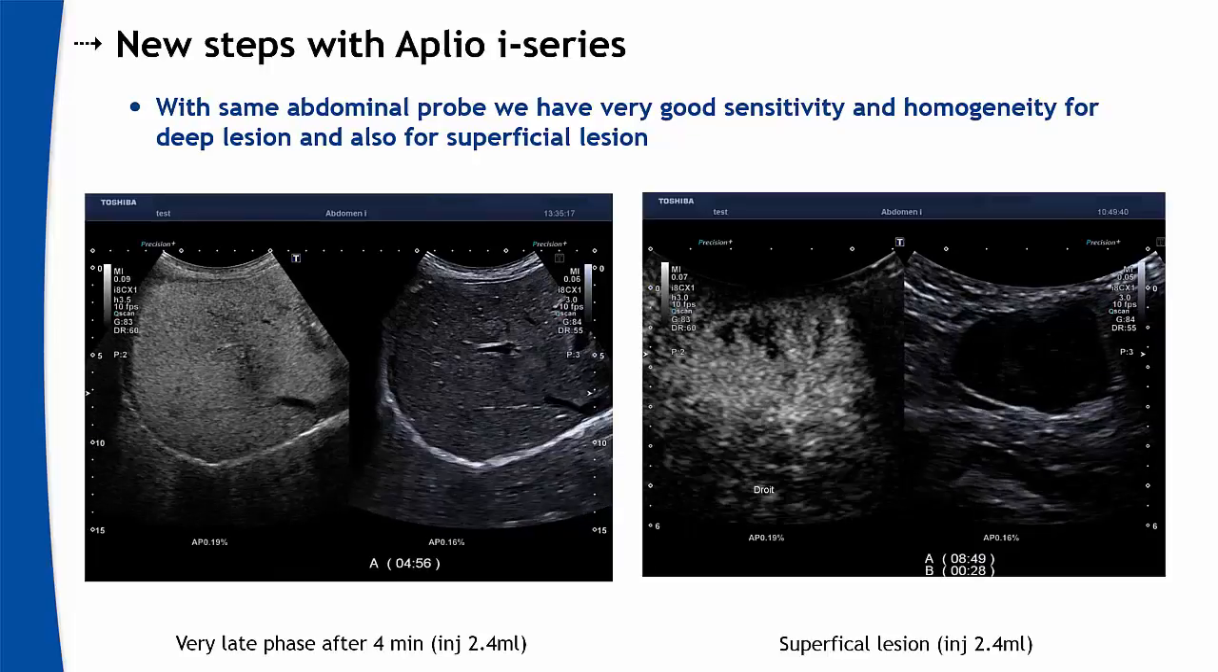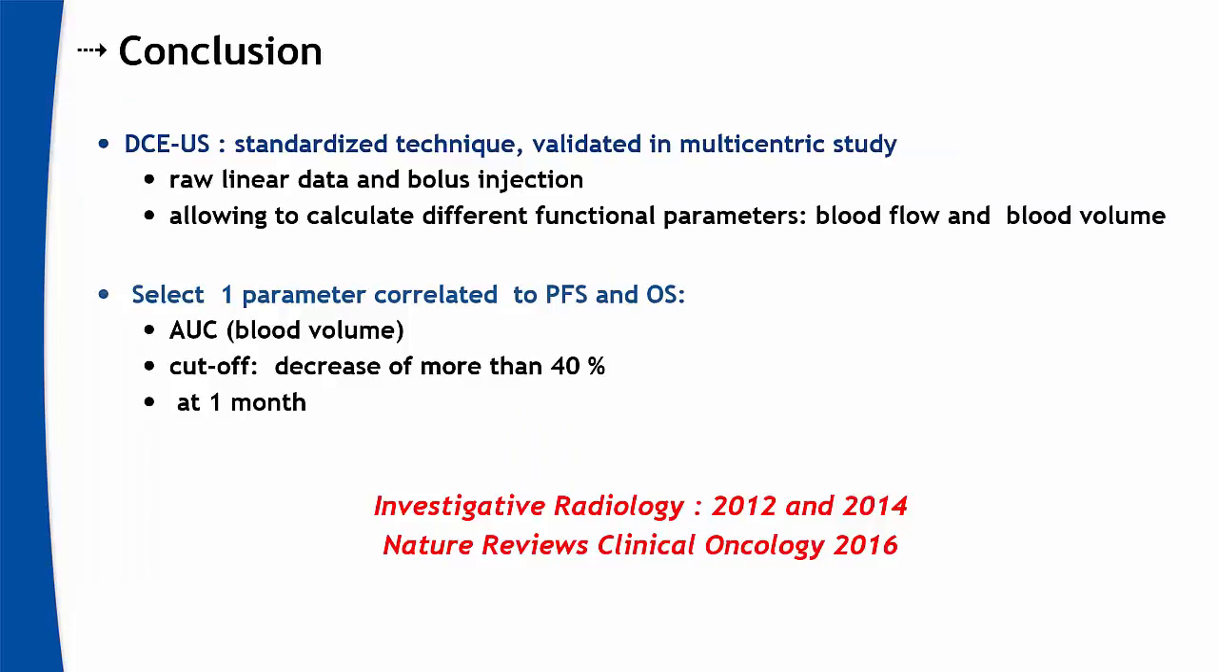So to conclude, I hope to convince you that we now standardize DCE-US in the multicentric study. You need to use the raw linear data and the bolus injection. With this methodology, you are able to evaluate the blood flow, the blood volume, and the mean transit time. With this methodology, we selected one biomarker: the area under the curve, correlated to the blood volume at 1 month, with a decrease of 40%. Now you are able to support this with a publication in Investigative Radiology and Nature Reviews Clinical Oncology. Thank you very much for your attention.